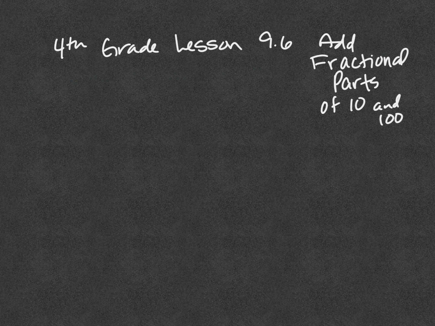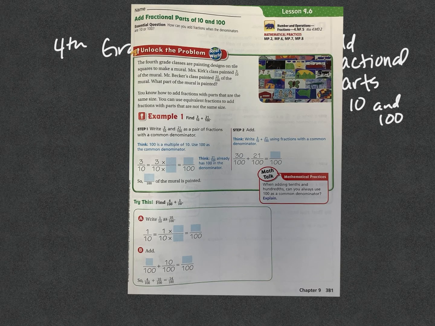Fourth grade lesson 9.6 is adding fractional parts of tens and hundreds, putting things together again. Here we go. Our essential question is, how can you add fractions when the denominators are 10 or 100? Let's unlock the problem. The fourth grade classes are painting designs on tile squares to make a mural.